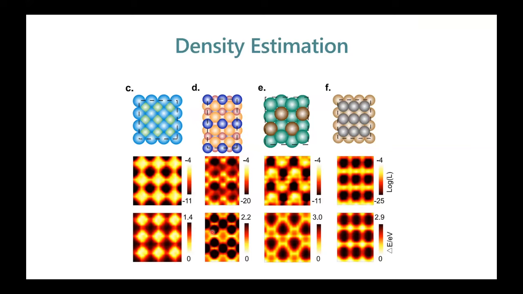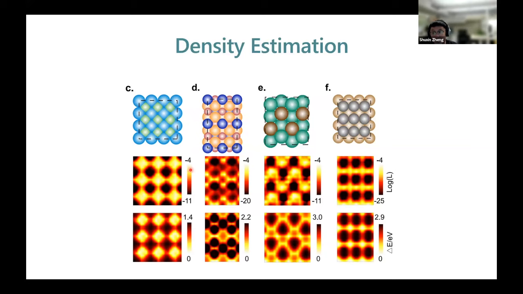So actually, this row is the DFT calculated result of the density, and the second row is the result calculated by DIG. Just use the density estimation method I mentioned before.